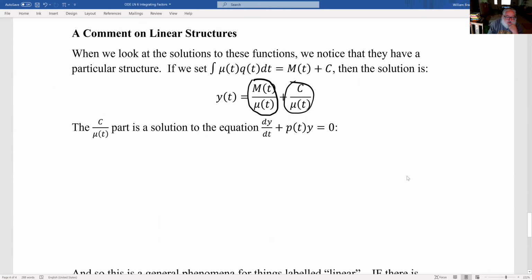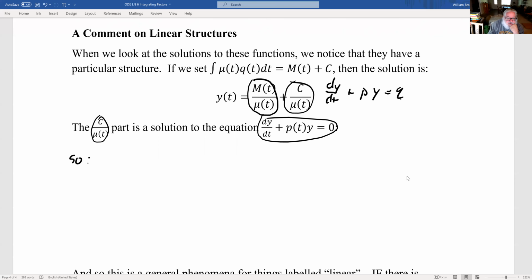The c over mu part is actually a solution to the equation dy/dt plus p of t y equals 0. Remember that the original equation we started with was dy/dt plus p y equals q. But if we set q equal to 0, the c over mu of t part is actually the solution to that. So how do you check that something's a solution? Well, you plug it in and see if it works.